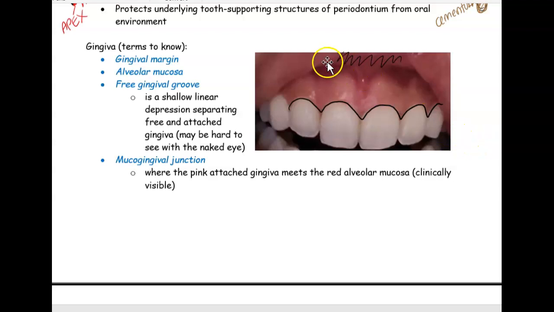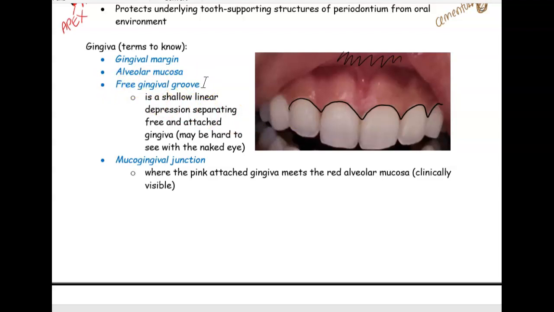Okay. So alveolar mucosa is the part that's underneath your lips. Well, it's actually not really underneath your lips, because that's your labial mucosa. It goes way down there, way underneath your lip. That's your alveolar mucosa.